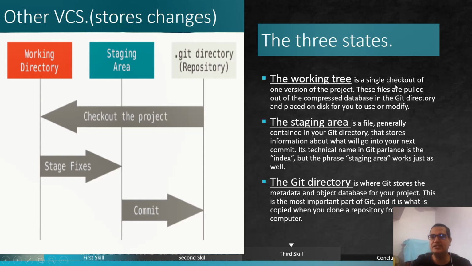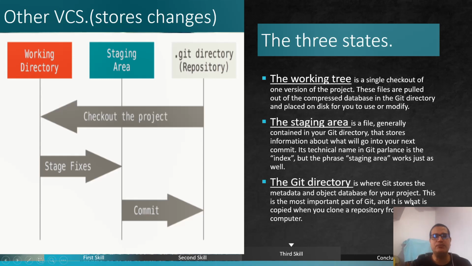The working tree is a single checkout of one version of the project. These files are pulled out of the compressed database in the Git directory and placed on disk for you to use or modify. The staging area is a file, generally contained in your Git directory, that stores information about what will go into your next commit. Its technical name in Git parlance is the index, but the phrase staging area works just as well. Whether you call it a staging area or the index, it means one and the same thing. And the Git directory is where Git stores the metadata and object database for your project.